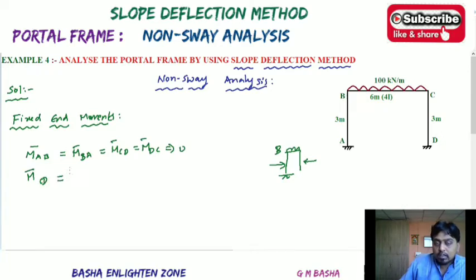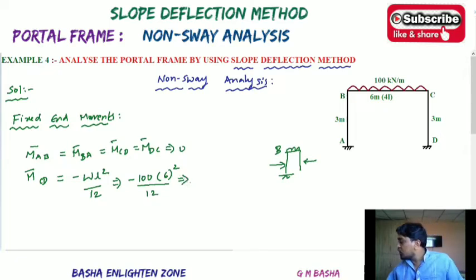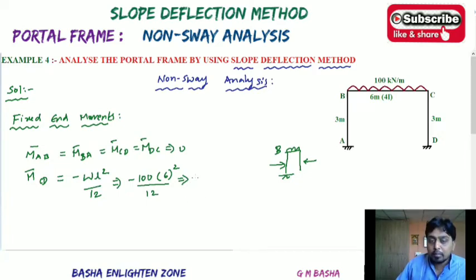We already know that when a UDL is acting on a particular span, the formula is equal to minus WL square by 12. Substitute the values: W here is equal to 100, and the length of this span is 6 meters, squared, divided by 12. If you simplify the formula, you will get directly minus 300 kilonewton meter.